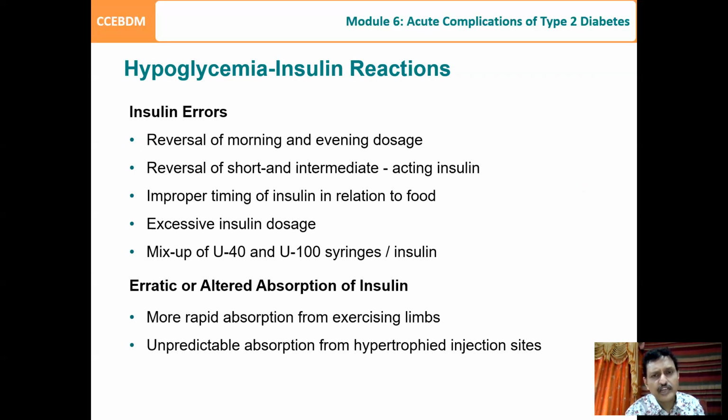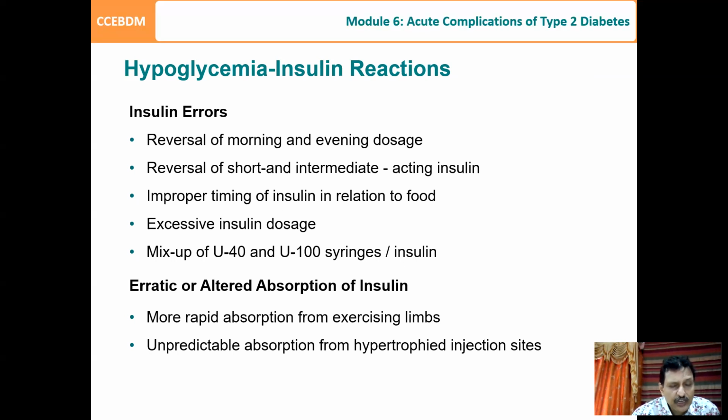Now, timing of the insulin in relation to food is important, as you know that regular insulin should be taken 20 minutes before the meal or half an hour before the meal. The short-acting analog insulin should be taken just before the meal, or you can take it just after the meal as well. For the long-acting insulins, it has no relationship with the meal. So the issue is, unless people remember the advice and the correct time to take the insulin, there is a possibility of hypoglycemia.